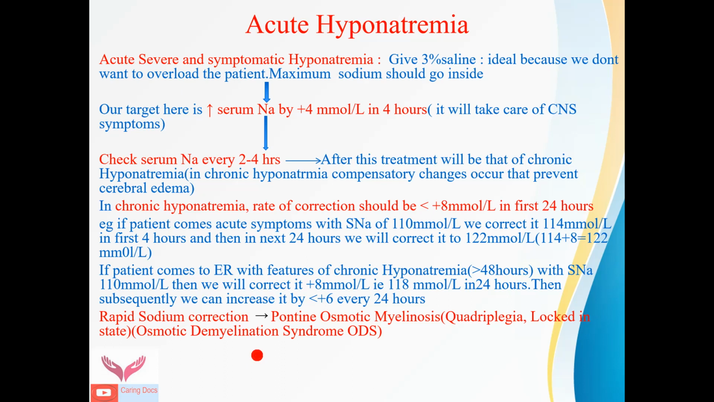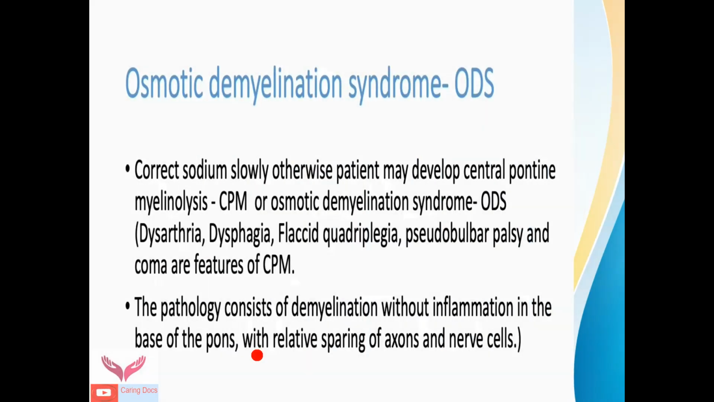Rapid sodium correction should never be done, because rapid sodium correction causes pontine osmotic myelinosis, which can present as quadriplegia or locked-in state, and we call it osmotic demyelination syndrome. So osmotic demyelination syndrome is because of rapid correction of the sodium. We should always correct the sodium slowly. Otherwise, if we correct the sodium very rapidly, the patient may develop central pontine myelinosis or CPM, or osmotic demyelination syndrome.